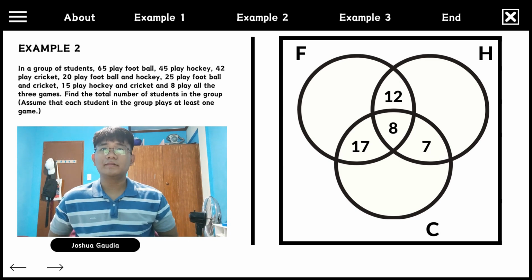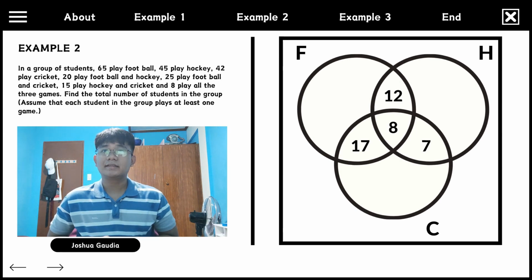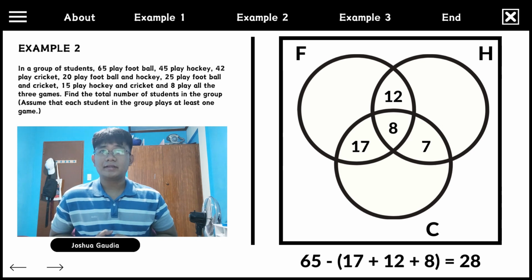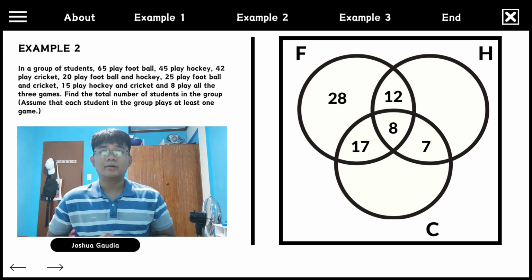Now we can look for the total of students that play each individual game. So they are the students that play only 1 game. So first is that 65 students play football, so the total number of students in the F circle must be equal to 65. But we already have 12, 8, and 17 inside the F circle, so we can add them up first and then subtract that from 65 to find out how many students only play football. So that's 65 minus 37 is equal to 28. 28 students play football only, so we input it in the F circle only.